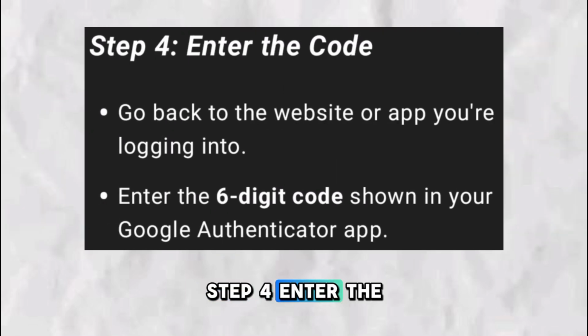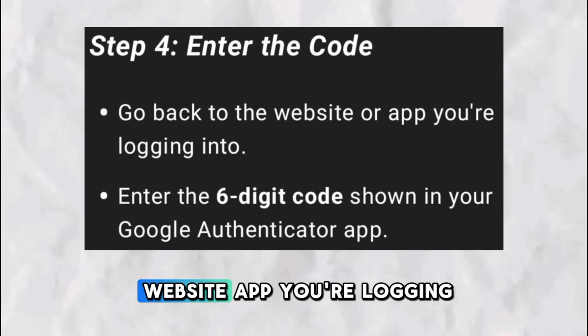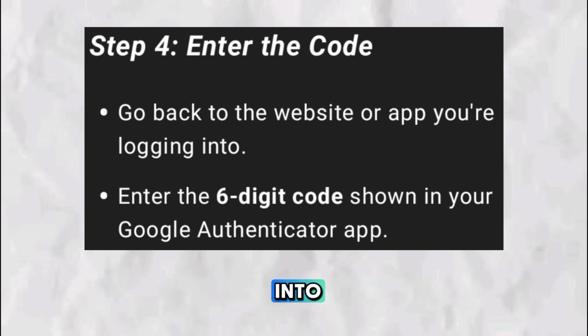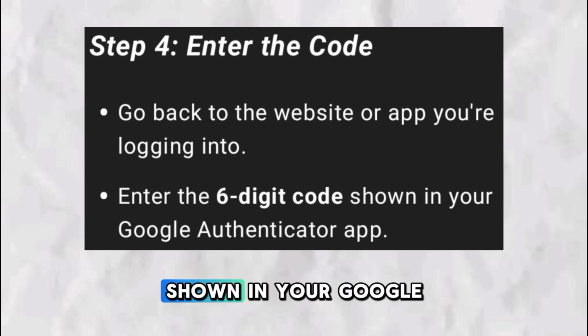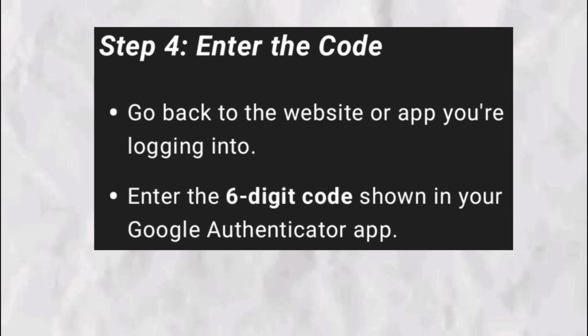Step 4. Enter the code. Go back to the website app you're logging into. Enter the 6-digit code shown in your Google Authenticator app. And that's it. You're now logged in securely using two-factor authentication.